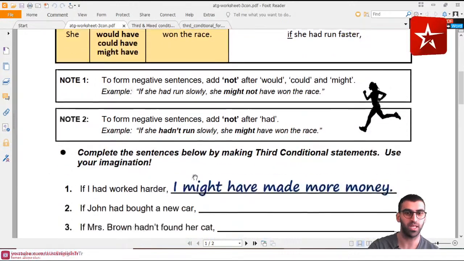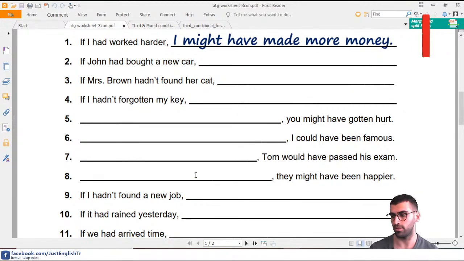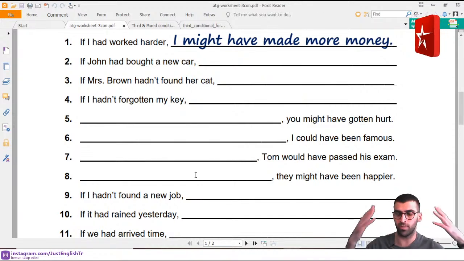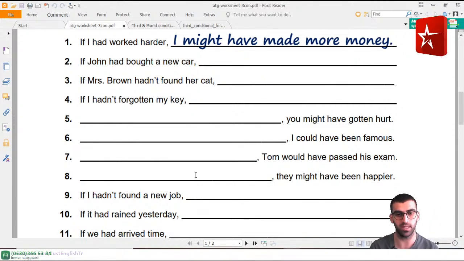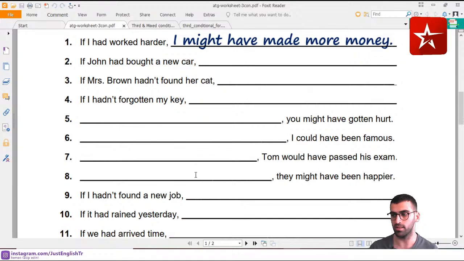Hello again. Let's complete these sentences by making third conditional statements, and we have to use our imagination. We don't have to change any sentence here. We have to complete these sentences using our own ideas, not changing the sentences or using other information here.